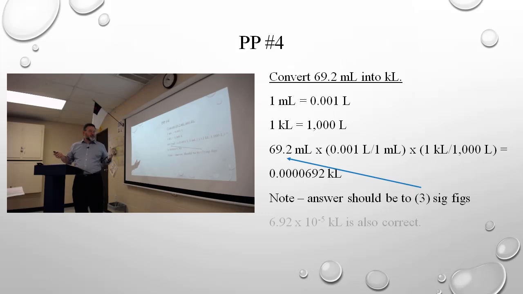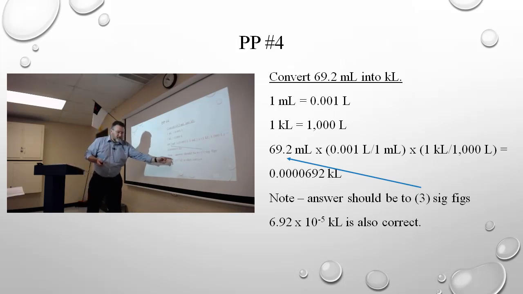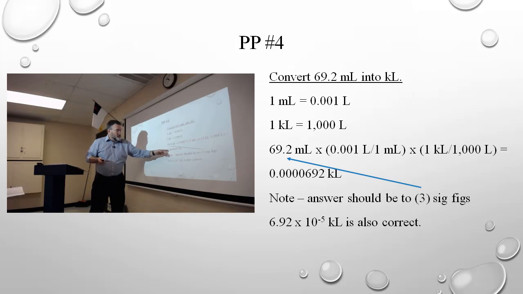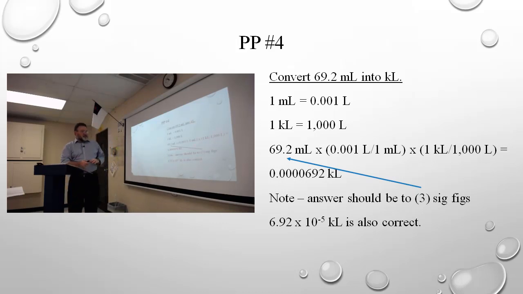3. So it's right. But you could also write it as 6.92 times 10 to the negative 5th kiloliters, because there's 3 sig figs. Every sig fig is in front of the multiplication sign, so I can see that there's 3, and I can see which 3 they are. So I take this number, 1, 2, 3, 4, 5. I moved it to the right 5, so I get a negative 5 exponent. And it's 6.92 times 10 to the negative 5th kiloliters.